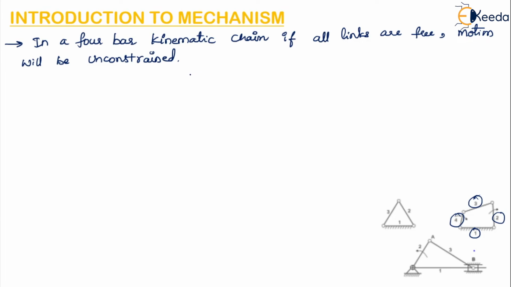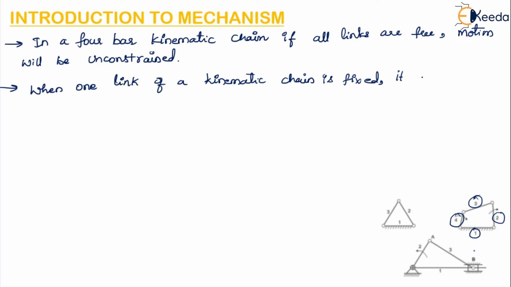So when one link of the kinematic chain is fixed, then it works as a mechanism. So at least one link of a kinematic chain has to be fixed to make it a mechanism. So when one link of a kinematic chain is fixed, it works as a mechanism.